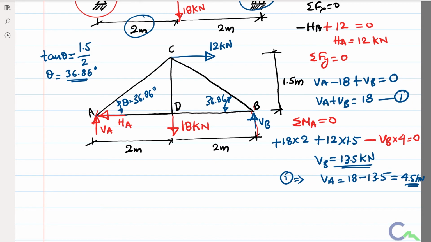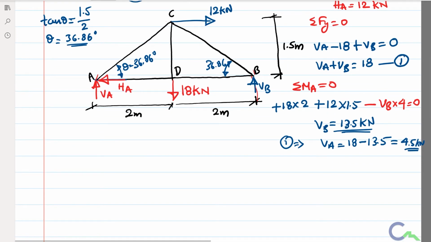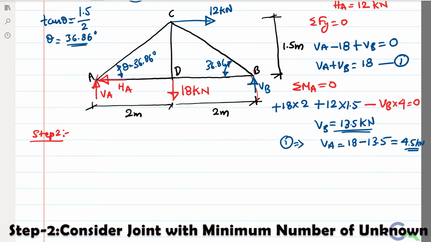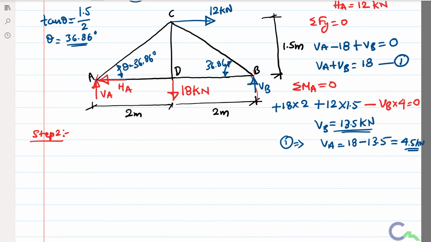So after calculating support reaction, the second step in the method of joint, that is step number 2, we have to find the joint which is having minimum number of unknowns, maximum 2. So if I see the joint A, in that we calculated VA and HA, unknowns are FAD and FAC. So first I am going to take that. So initial assumption should be tension, that means forces are moving away from the point. VA we already calculated, VA is equal to 4.5.